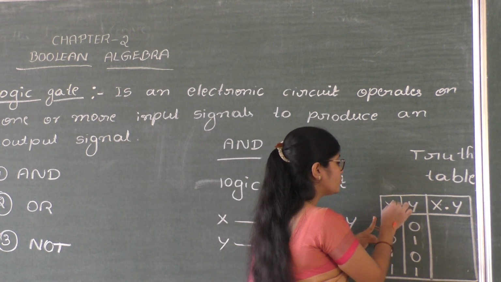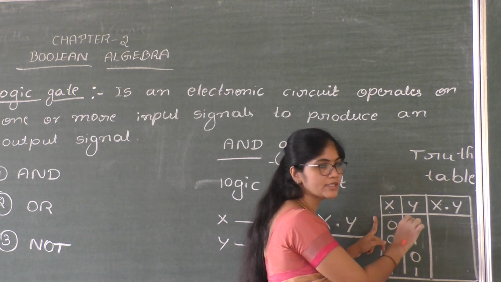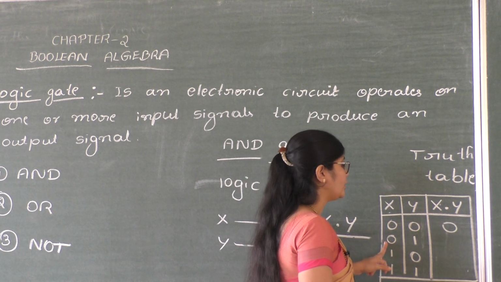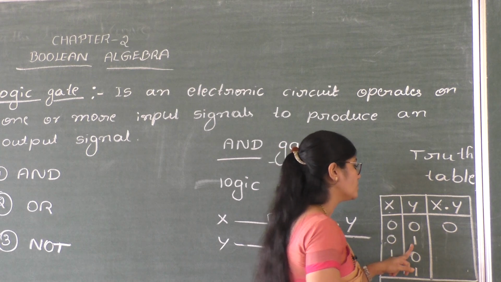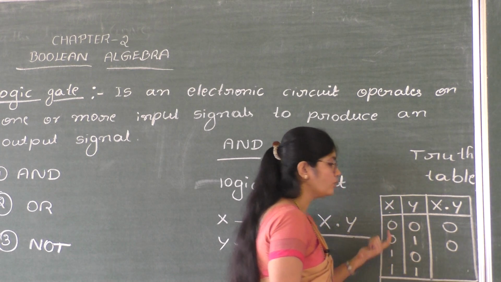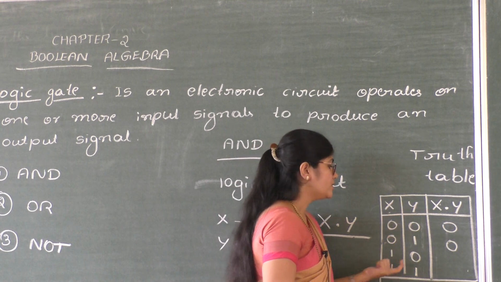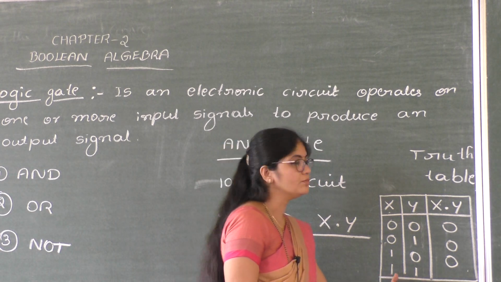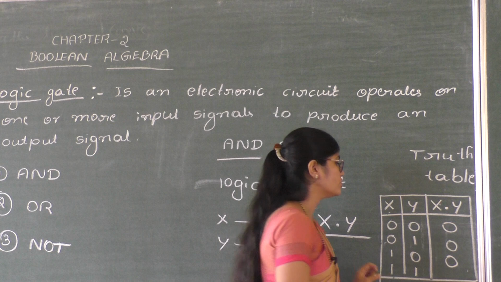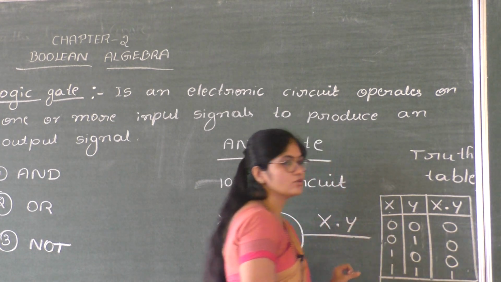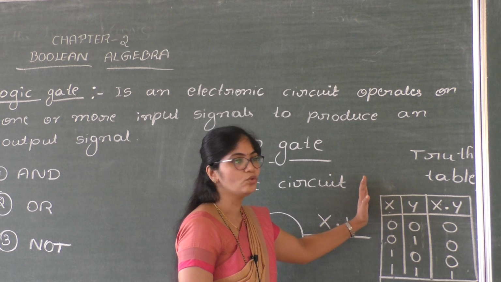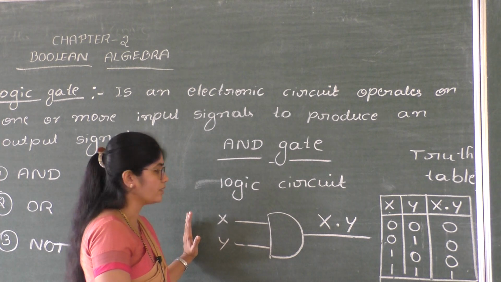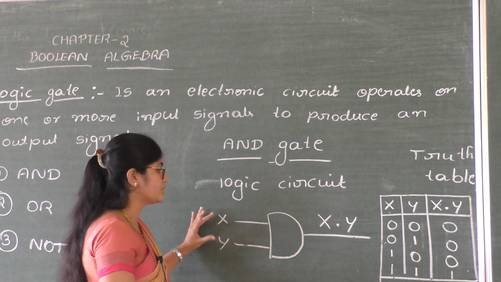See, here X input signal is 0, Y input signal is 0. Both the input signals are 0, so output is 0. In the second row, X input signal is 0, Y input signal is 1, output is 0. In the third row, X input value is 1, Y input value is 0, so output is 0. In the last row, both the input signals are having the value 1. So output is 1. So this is the truth table of AND gate for 2 input variables. This is the logic circuit or circuit diagram for 2 input variables.